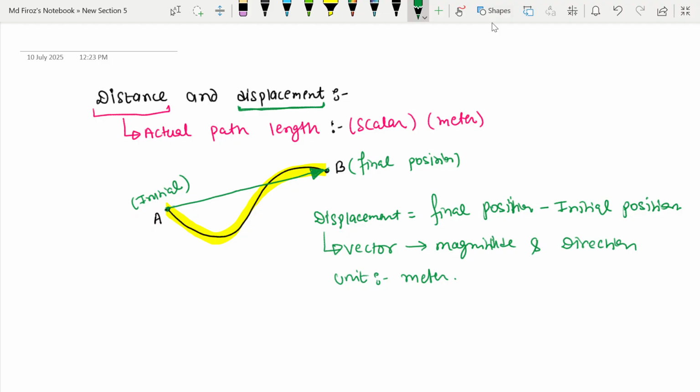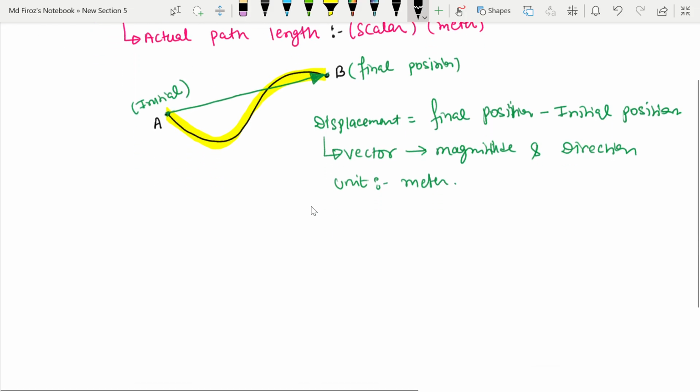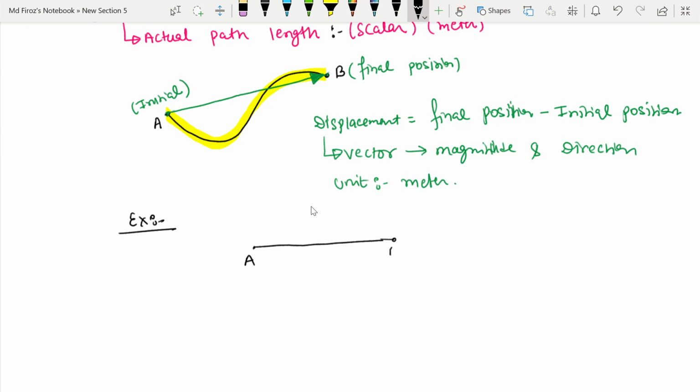Right, now we have, for example, let's suppose this is point A, and on the positive x-axis, this is a straight line. You have to go from point A to point B, and then you take a U-turn and reach point C. First, you go from point A to B, and then from point B to point C.